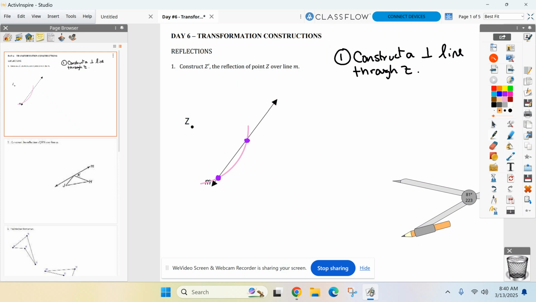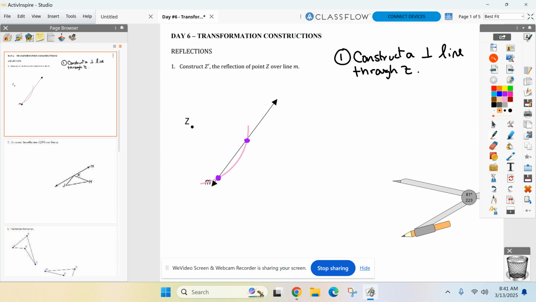Okay, from here now, your compass is opened a certain amount. You can keep it that opening, or you can open it up a little bit more. But we're about to make 2 more arcs. Those 2 arcs have to have the same opening of your compass. So keep what you have now, open it up a little bit if you need to, but the next 2 arcs we make have to be from the same opening of your compass.